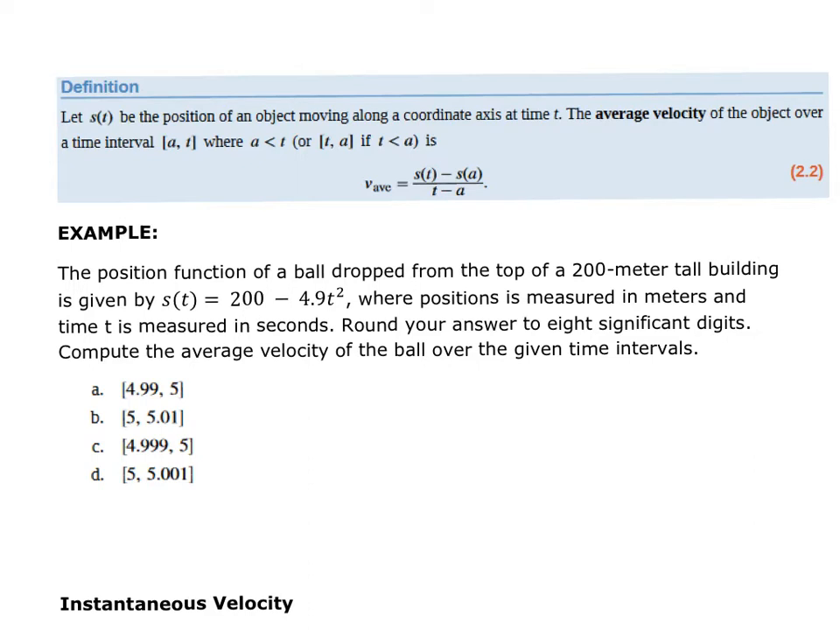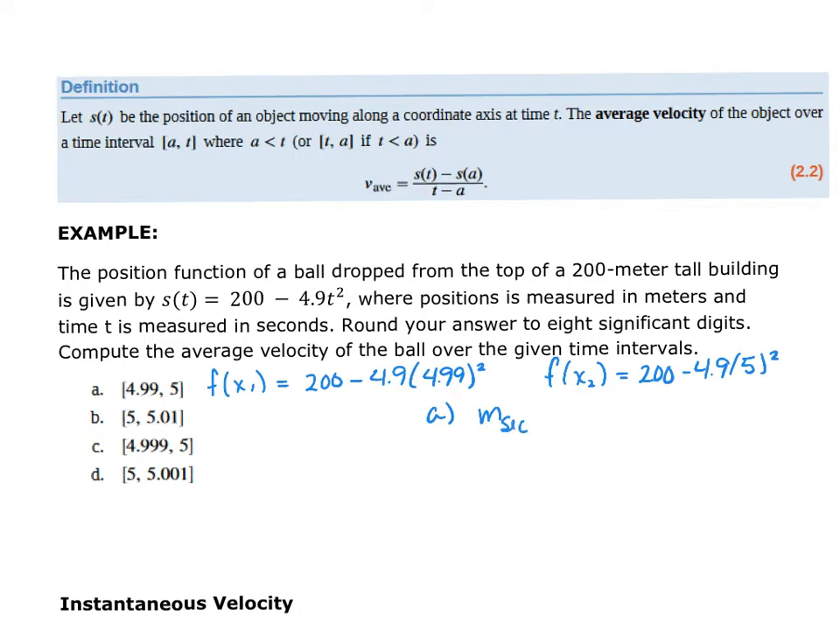So what we're going to do is get our calculators out and do f of x sub 1, which is going to be 200 minus 4.9 multiplied by 4.99 squared. We're also going to find f of x sub 2, and we're going to do 200 minus 4.9 multiplied by 5 squared. And then we're going to find the slope of the secant. So this is for A. Then we find the slope of the secant, and this is going to give us our average velocity from 4.99 to 5.